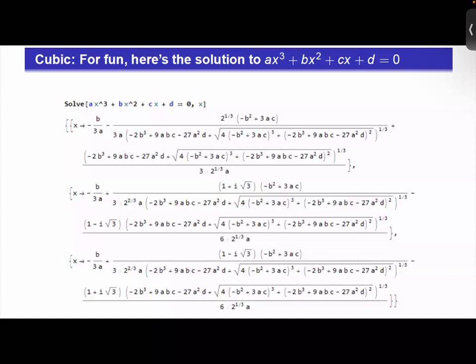Without loss of generality, what? Which one is 1? Without loss of generality, a equals 1. If a is not equal to 1, then just divide through by a. And there's only one time when you can't set a equal to 1. What's the one time you can't set a equal to 1?